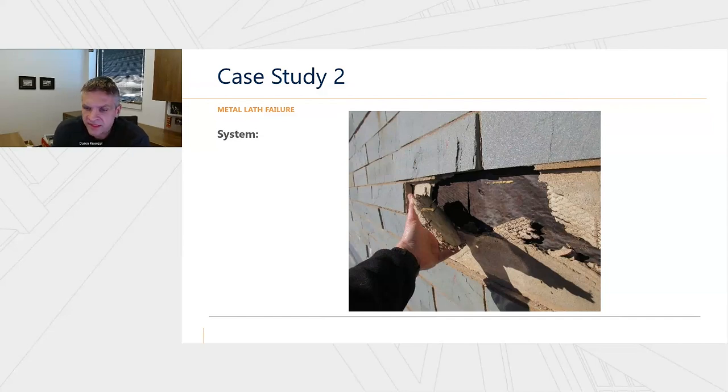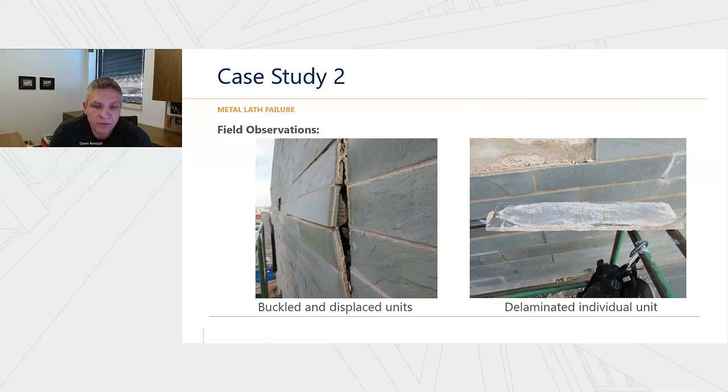The system here includes a 1-inch thick adhered bluestone veneer, adhesive mortar, mortar scratch coat that encapsulates what was specified to be a self-furring galvanized metal lath to allow that scratch coat mortar to fully encapsulate it, a weather barrier, and all of this over plywood sheathing and metal stud backup.